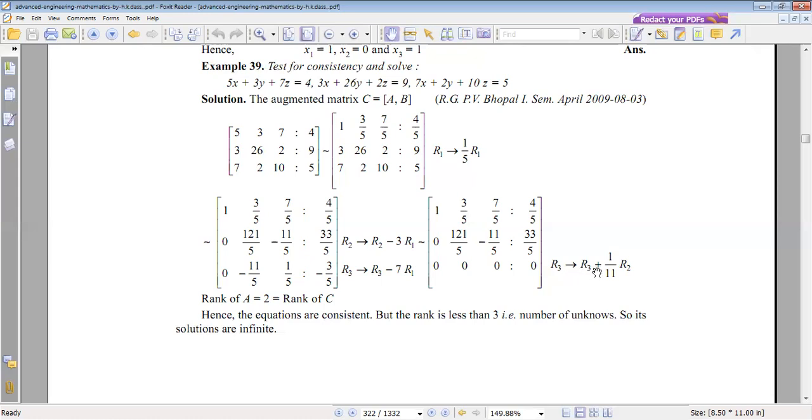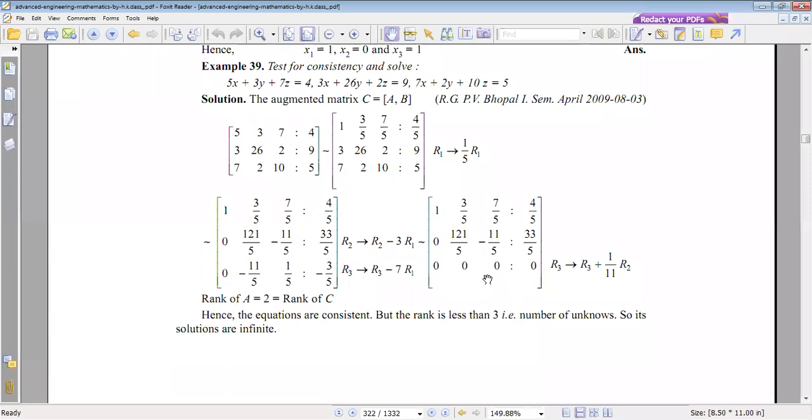Row 3 tends to row 3 plus 1 by 11 row 2. Simply, it is done in this way. That means minus 11 minus 11 by 5 plus 1 by 11 into 5. So if you calculate this one, you get these elements equal to 0. You can do it in your own way, no problem. So if you calculate this one, your result is equal to 0.